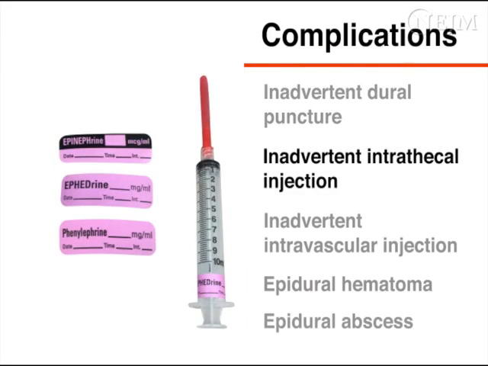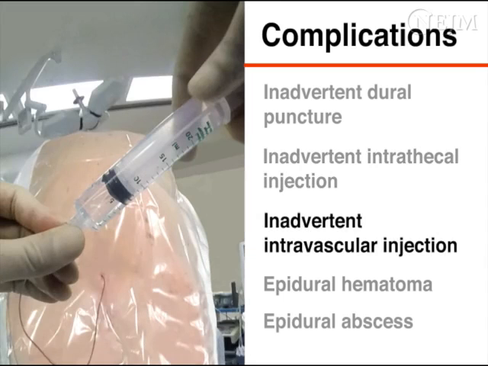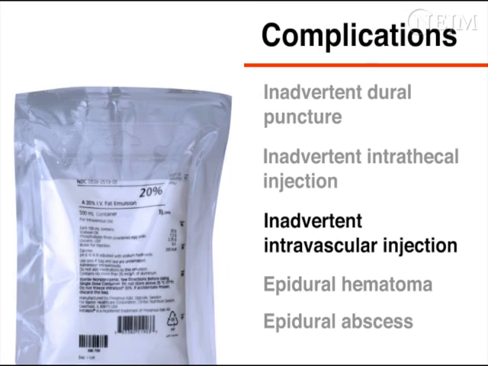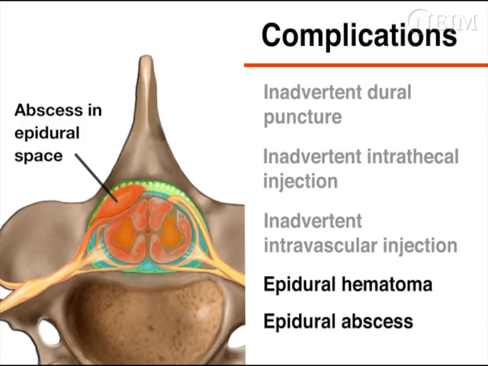Inadvertent intrathecal injection of medication may result in a high-level spinal block, which can cause the patient to present with hypotension, bradycardia, or apnea, for which supportive treatments such as fluids, vasopressors, and airway management may be necessary. Inadvertent intravascular injection of medication will result in inefficacy and possible local anesthetic toxicity, for which further care such as lipid emulsion therapy would be necessary. Epidural hematomas and epidural abscesses are exceedingly rare complications, but would necessitate neurosurgical evaluation.